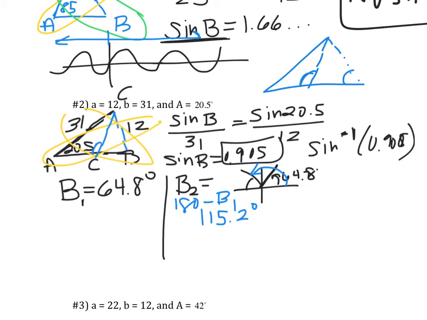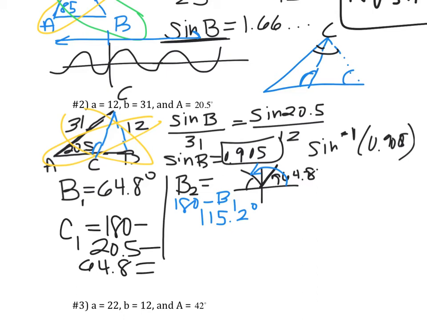Now, at this point, we need to then find two angle C's. Do you see how angle C up here could either be this or it could be this angle? So there's two angle C's that are possible. So now I need to find out what angle C1 is. C1 is going to be 180 minus angle A, which does not change, they give that to you, minus B1, which is 64.8. So let's find that. 180 minus 20.5 minus 64.8.